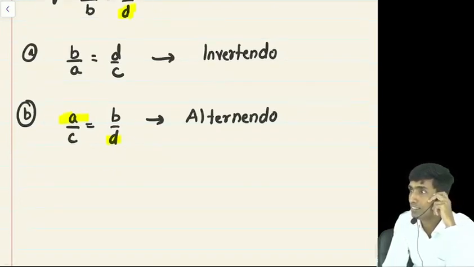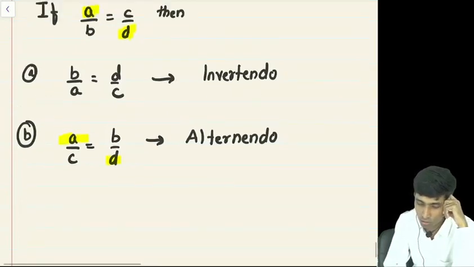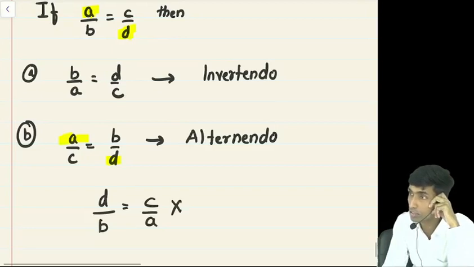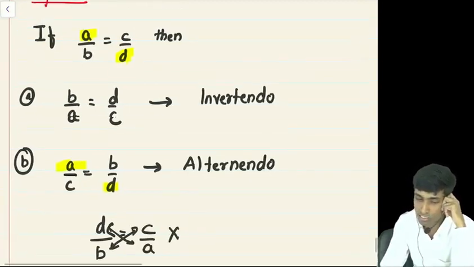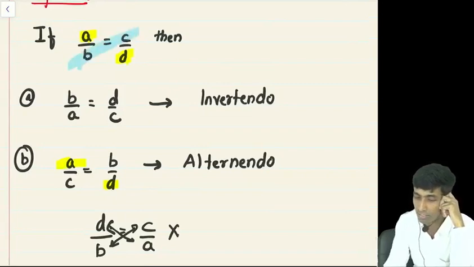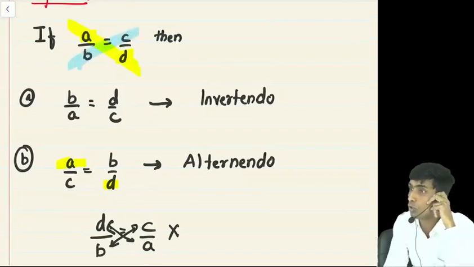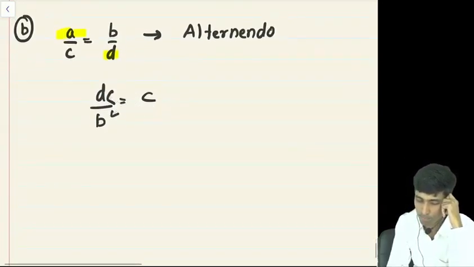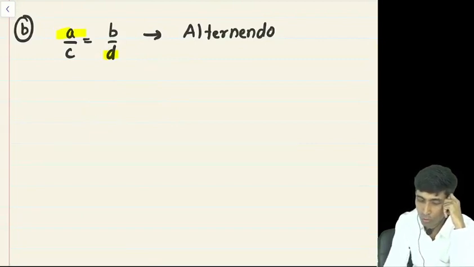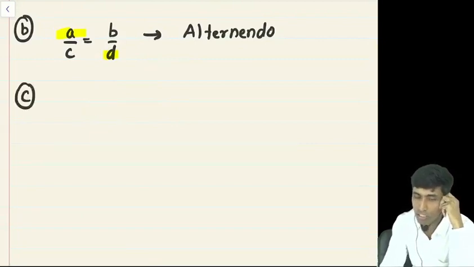Sir, can it be done like this also? D by B is equals to C by A. No. You understood? You can't change the place here. You have to always change the place of this. Okay. Is this clear? There can be doubt now. Sir, can we change the place like this? No. Not possible. Understood? Alternando. Easy now.